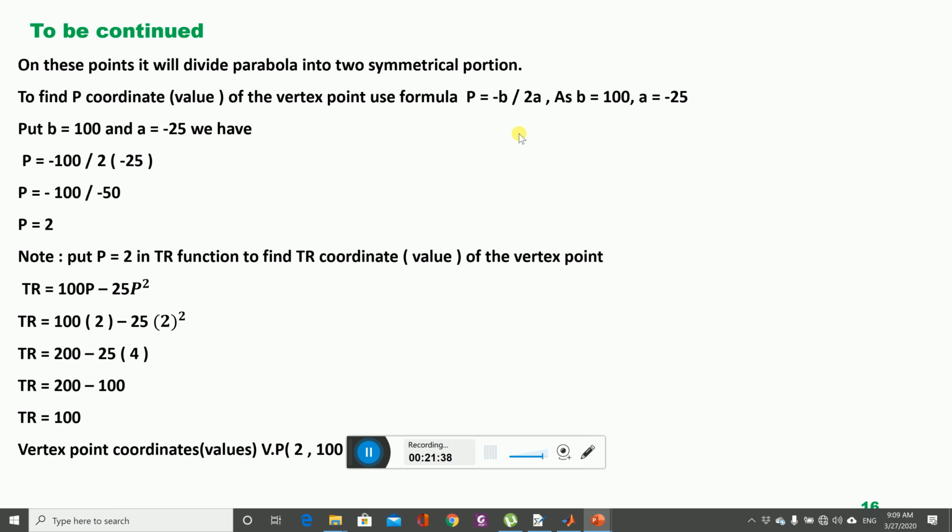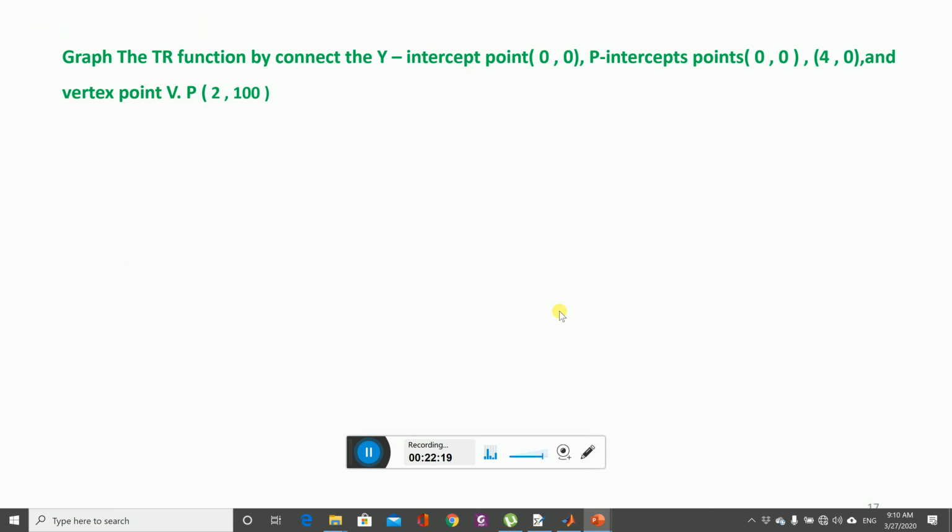And how can we find the coordinate of the vertex point? Using this formula: p is equal to minus b over 2a. We substitute b as 100 and a as minus 25, and we find the p coordinate value of the vertex point. Now to find the y coordinate, or total revenue coordinate, we put this p value in the original function. Price is 2, 2 multiplied by 100 is 200, minus 25 multiplied by 4, that is 100. 200 minus 100, total revenue 100. The vertex point coordinates were 2 and 100. These are the vertex points.